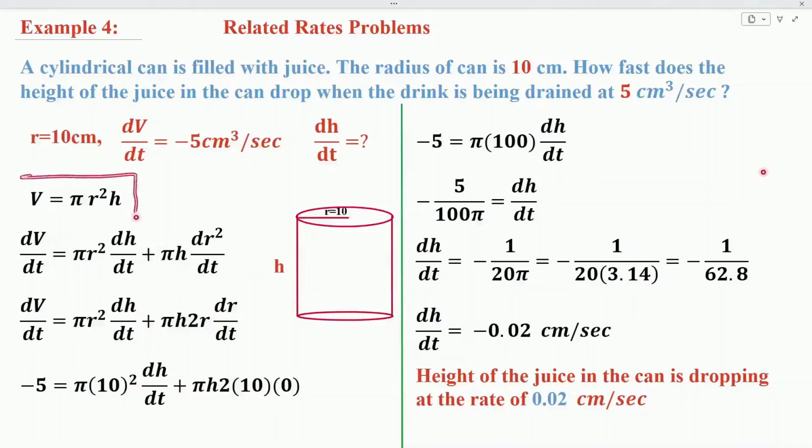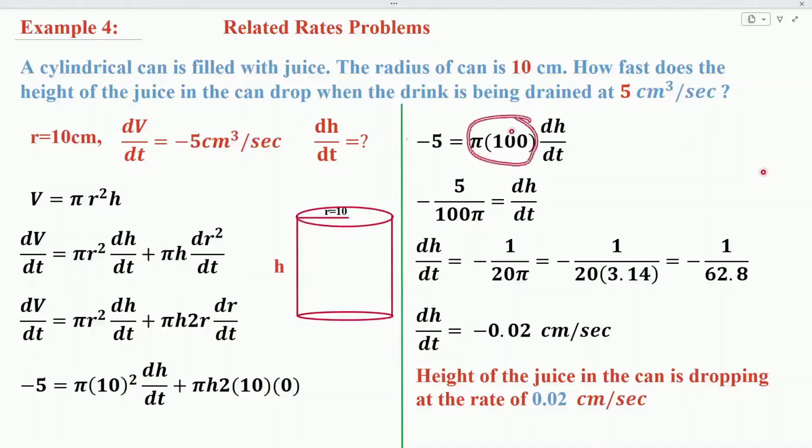Volume of a cane is pi r square h. Differentiating both sides, on the right hand side, we apply the product rule. Differentiation of r square is 2r into dr over dt. Now substitute the value of r, which is 10, and since r is constant, its differentiation is 0. After simplification, we get this equation.